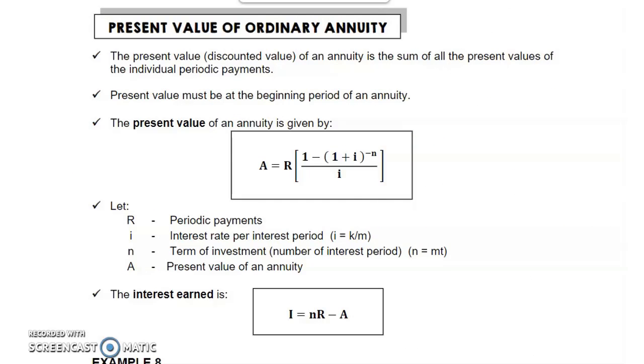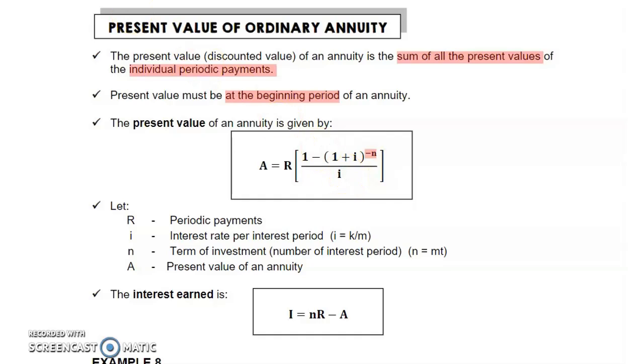Okay, now let's look at the present value of an ordinary annuity. The present value, or the discounted value, of an annuity is the sum of all present values of the individual periodic payments. Present value must be at the beginning period of an annuity. Again, this is a similar concept to the previous topics, simple interest and promissory note, and also compound interest. So present value must be at the beginning of the period. The present value of an annuity is given by A equal to R multiplied by 1 minus (1 plus i) power of negative n, divided by i. So be careful here, power of negative n. Don't forget the negative here.